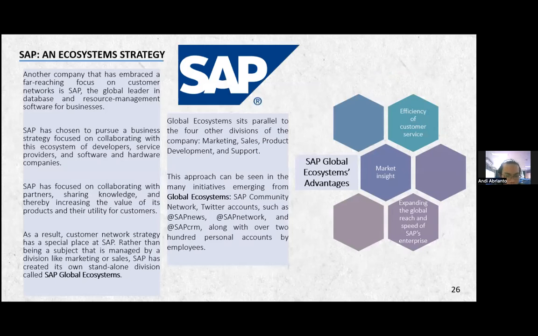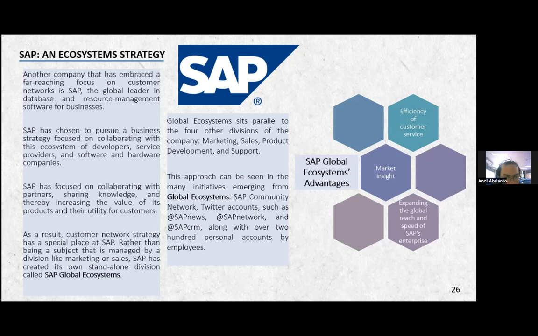The second is SAP, an ecosystem strategy. Another company that has embraced a far-reaching focus on customer networks is SAP, the global leader in database and resource management software for business. SAP has chosen to pursue a business strategy focused on collaborating with its ecosystem of developers, service providers, and software and hardware companies. SAP has focused on collaborating with partners, sharing knowledge, and thereby increasing the value of its product and its utility for customers.